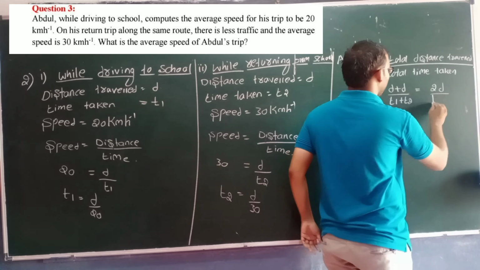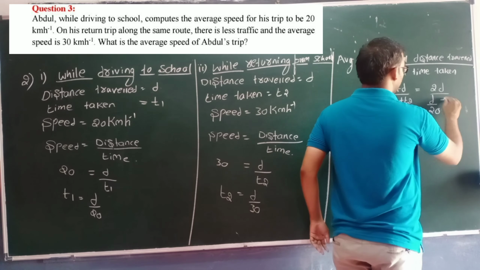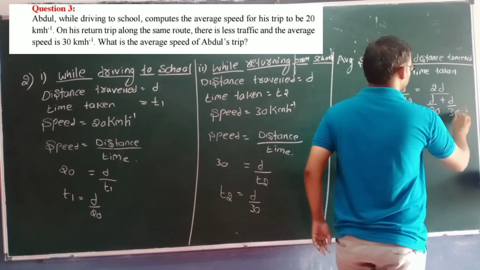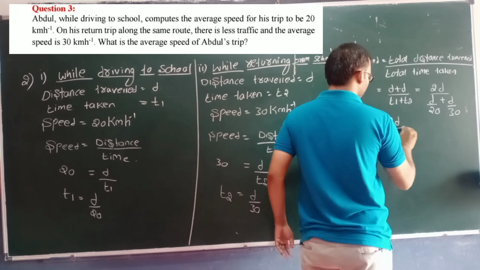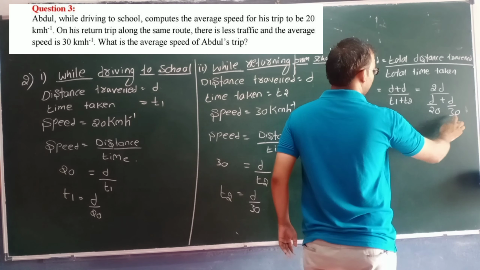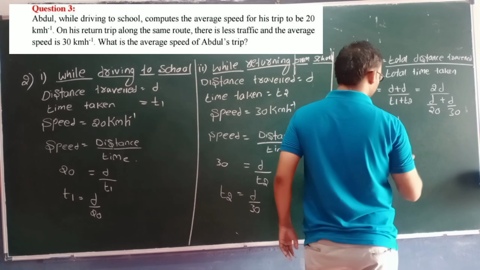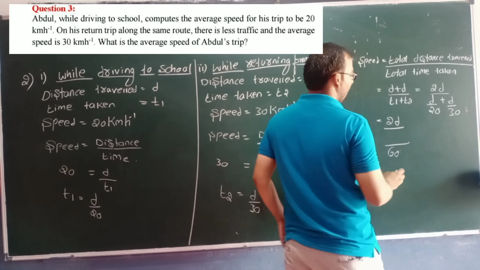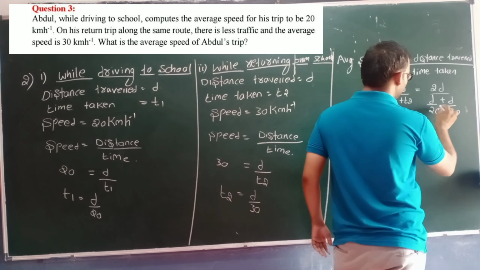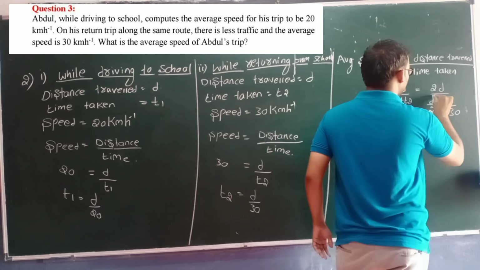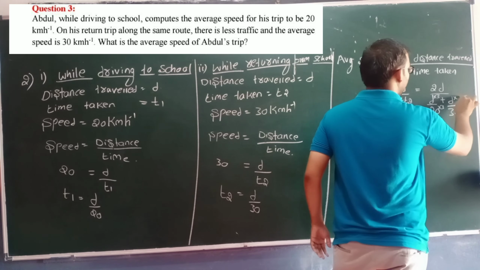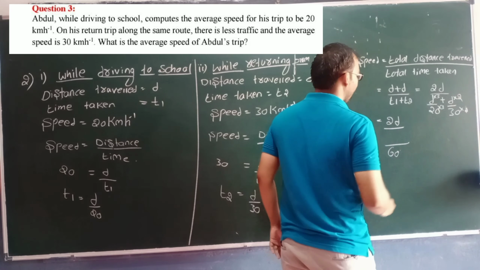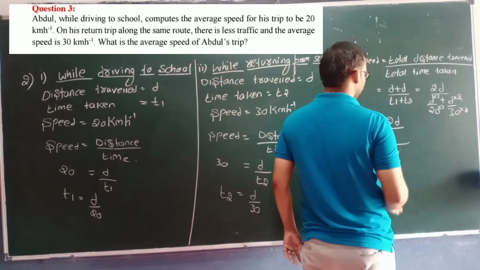D by 20, and T2 will be D by 30. Okay, so now come here. So this one, see, LCM of this will be what? 60. LCM of this will be 60. And if you want to make 60, you need to multiply 3 here and here also. And if you want to make this 60, you need to multiply 2 here and here also. So we have taken the LCM of these two.